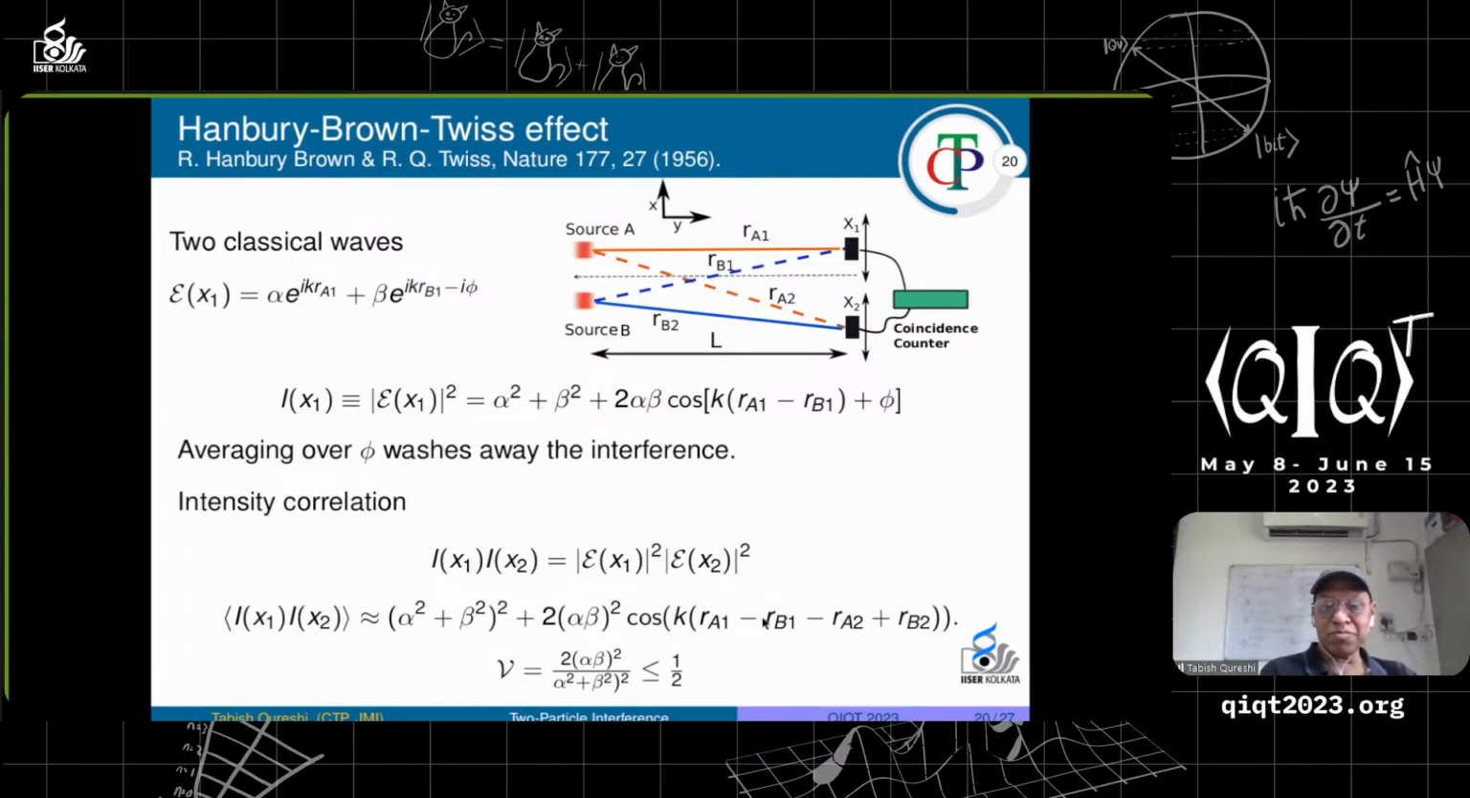And the cosine term has what? This can be manipulated. It will actually be the difference between X1 and X2. It can boil down to a difference, because these two are fixed and these are moving. So this cosine term will be a function of X1 minus X2. So that means as a function of separation between these two detectors, you will see an interference.